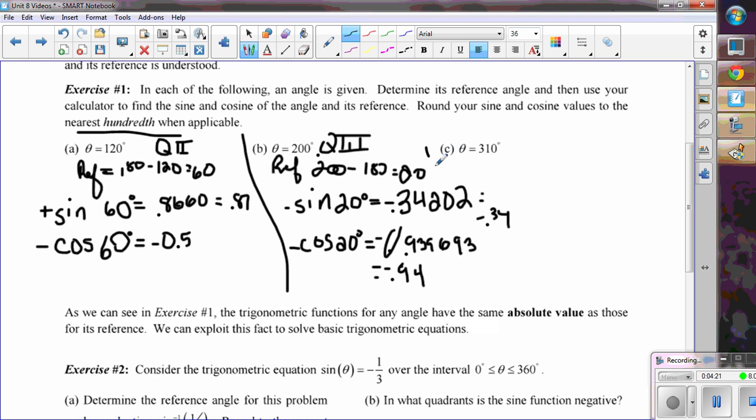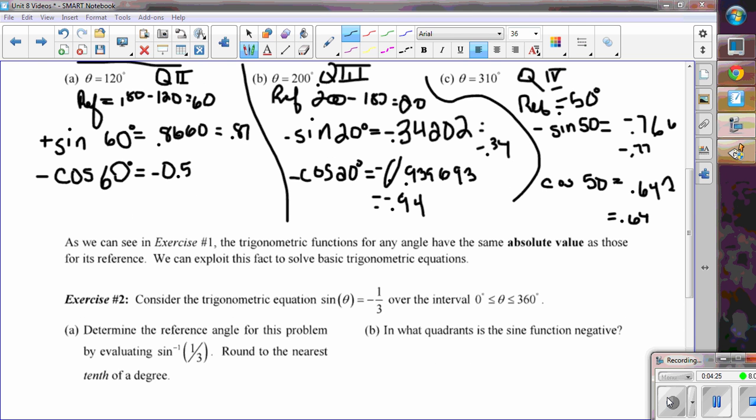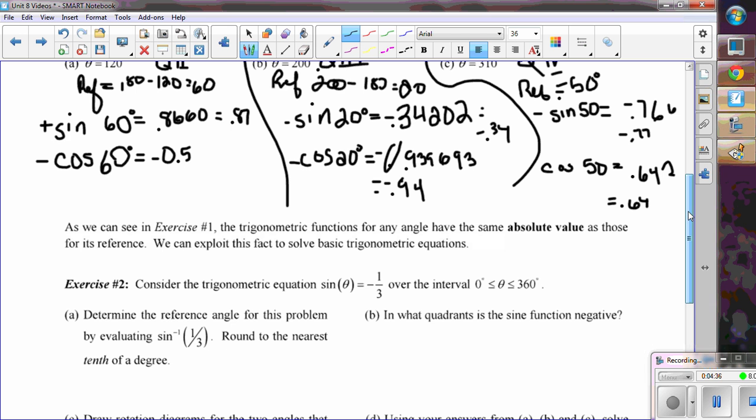I will leave you to do this one by yourself. I'm going to pause the video and put the answer up. Okay, you should have gotten negative 0.77 for the sine and 0.64 for cosine. If you didn't, go back and review the procedures before moving on.